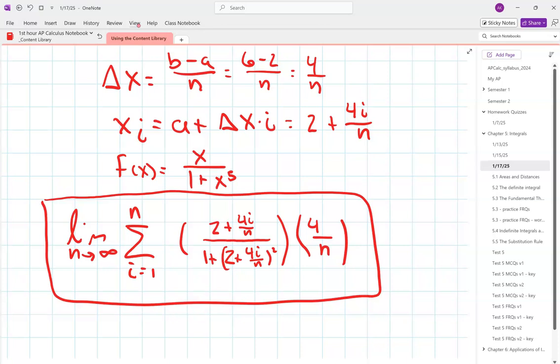Anybody else? Alrighty. Well, let's do 5.4.